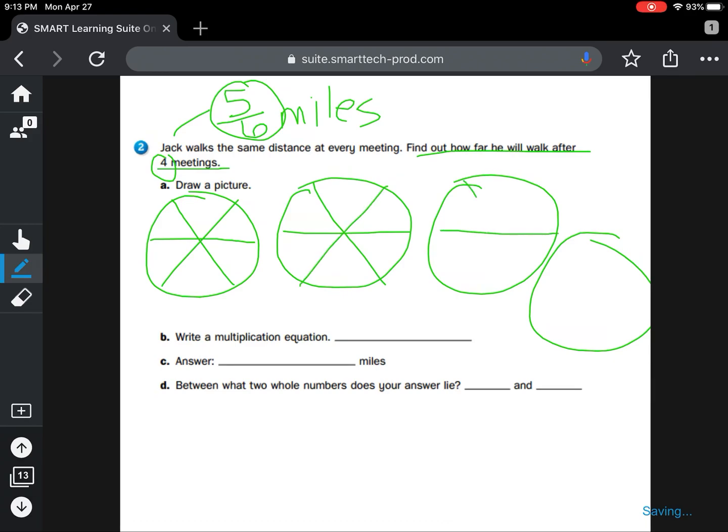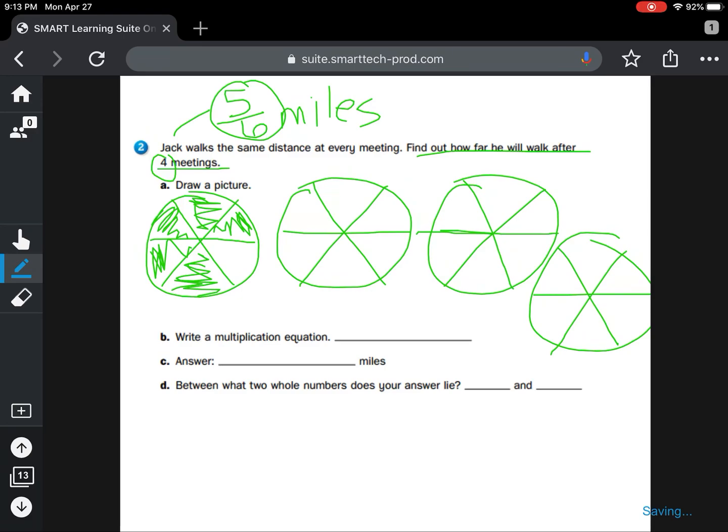Cut the circle across the middle and then an X. Try to make your sections as close to the same size as possible. You should have 6 total pieces within each circle, and you should have a total of 4 circles to represent the 4 different meets that Jack goes to. Now we need to color in 5/6 of each circle, so 5 out of the 6 pieces. So this would be like 1/6, 2/6, 3/6, 4/6, 5/6.